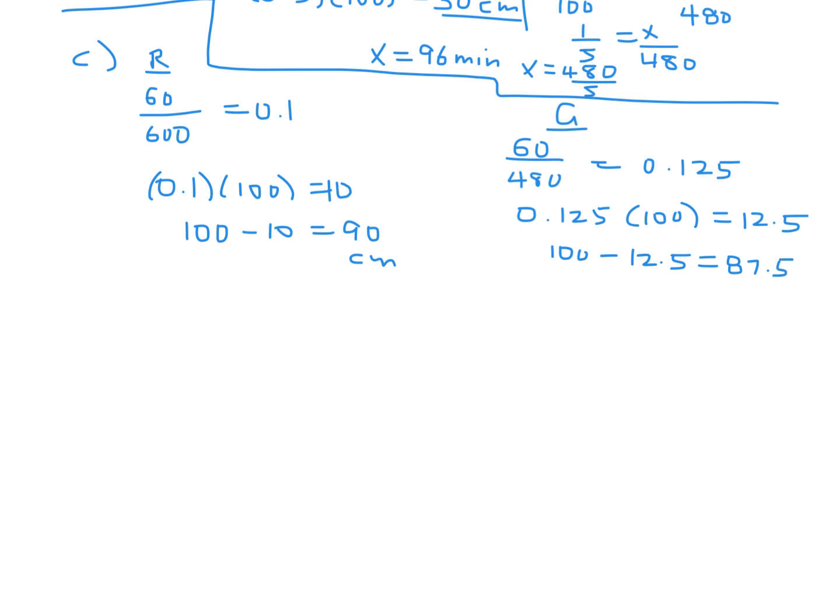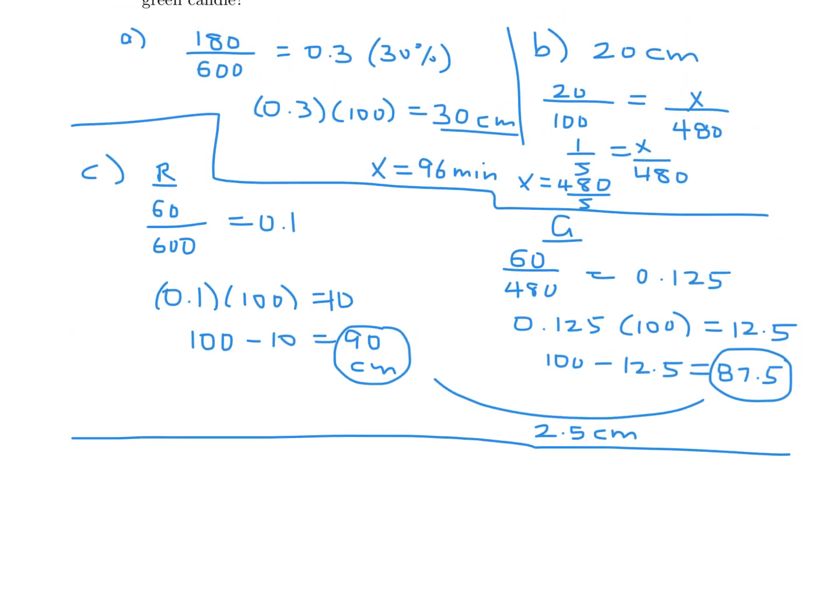And now we just have to compare these. When you make a comparison, you notice that the red candle is 90, the green candle is 87.5. So that means that the red candle is 2.5 centimeters taller than the green candle after the 60 minutes. And I think that completes that.